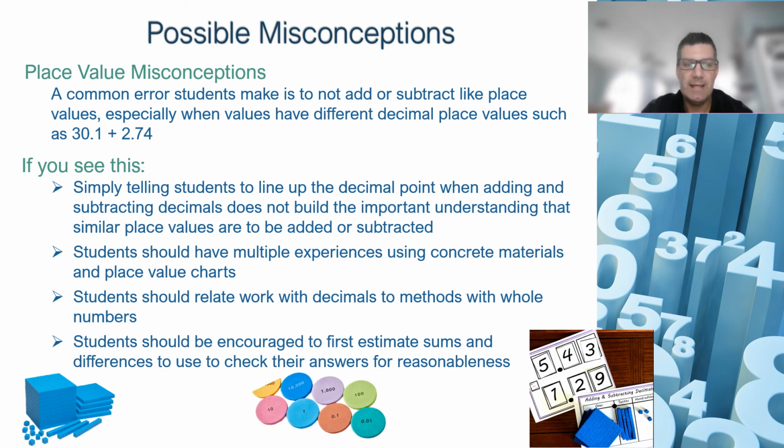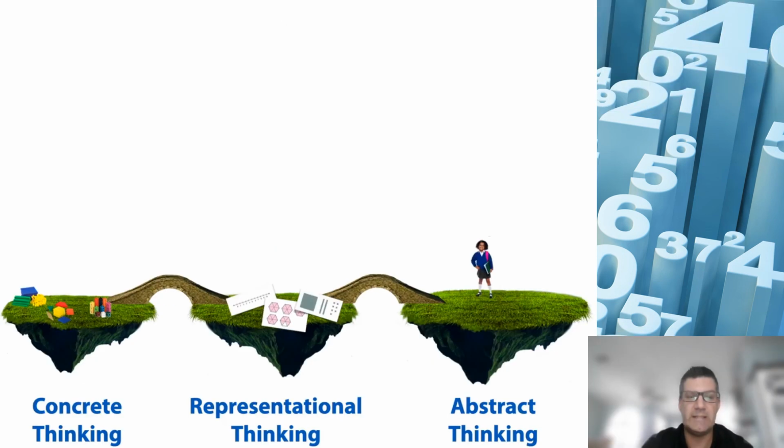And don't forget, before you start adding or subtracting, make an estimate. Because if you know your estimate should be around like 3 and something and you end up with 30 something, well, something went wrong, right? So make sure, just like we do with whole numbers, we want to estimate, determine reasonableness first.